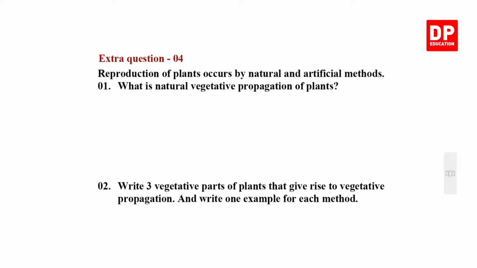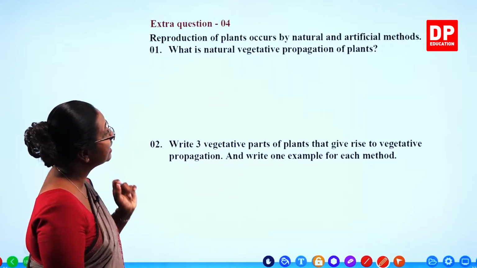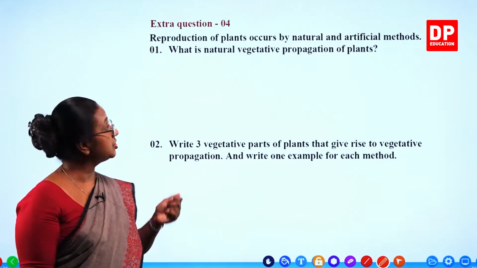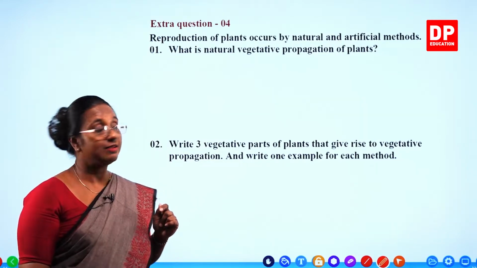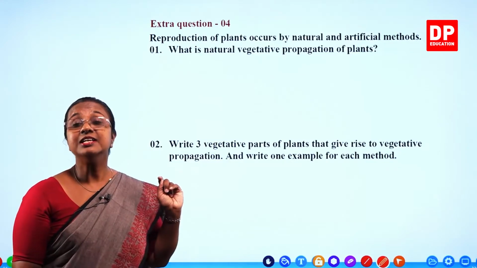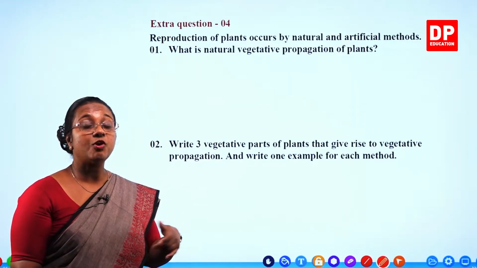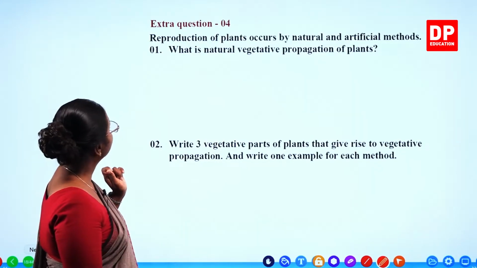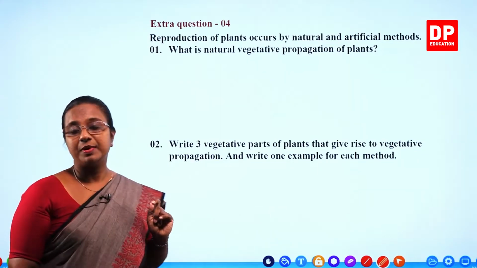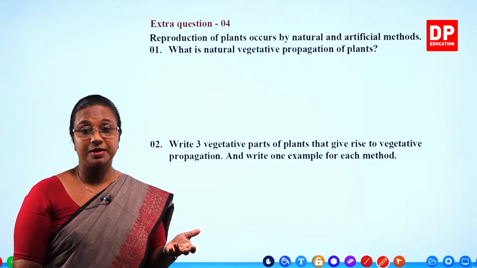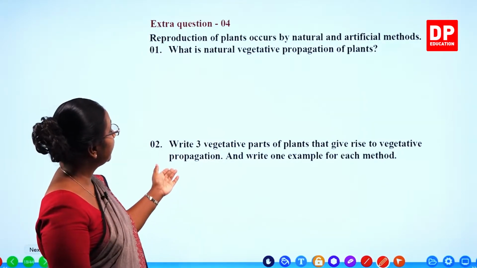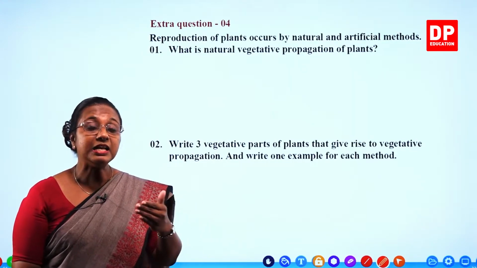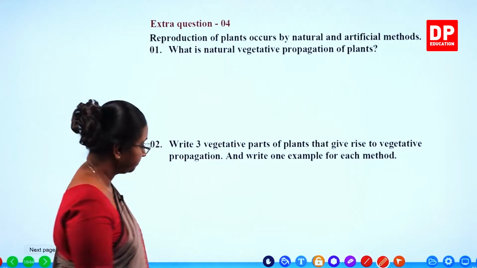Extra question 4. Reproduction of plants occurs by natural and artificial methods. If it's natural, we call them natural vegetative propagation. Artificial is artificial vegetative propagation. In addition to that, there is the sexual reproduction of plants that involves pollination, fertilization and fruit and seed dispersal. So the first question, what is natural vegetative propagation of plants? The reproduction in which new offspring or new generation is produced from aerial or underground parts of a plant.